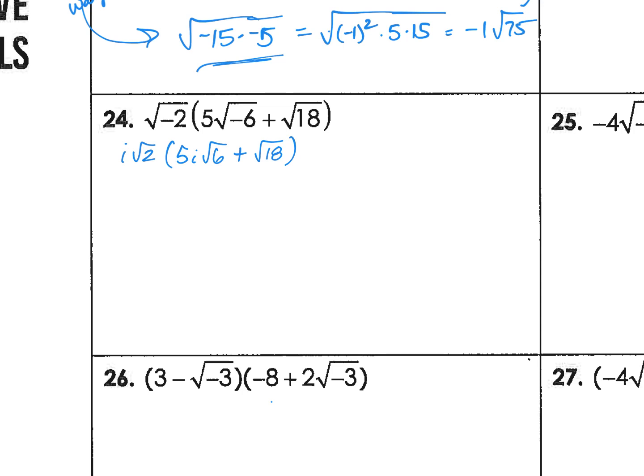Now we're going to go ahead and distribute. So distributing here, we get what? 5i squared times the square root of 12. And now we're going to do the same thing here. So we're going to do i times the square root of 36. Now we can actually start doing all the simplifying we need to do.